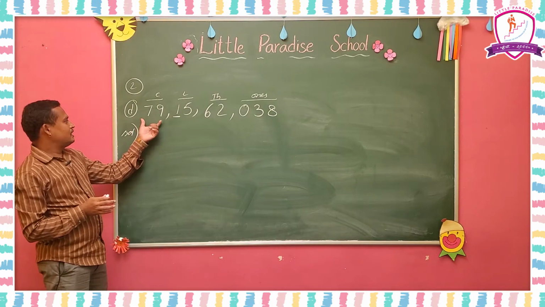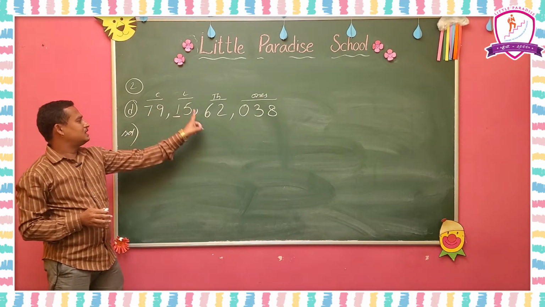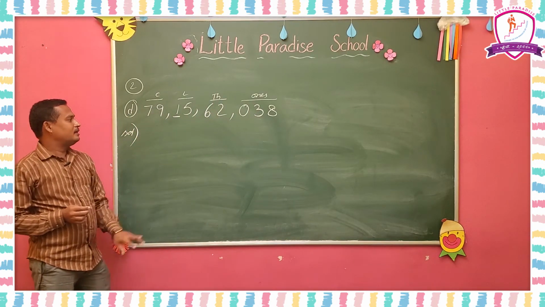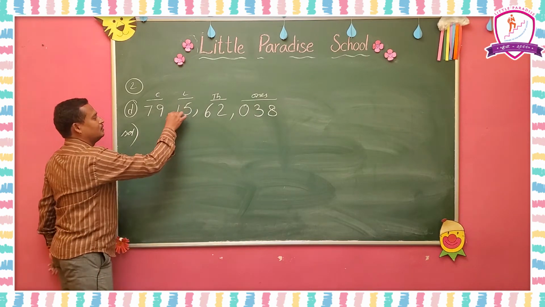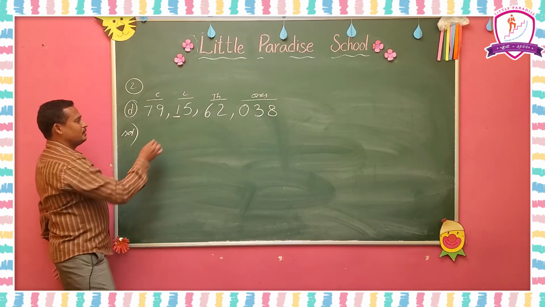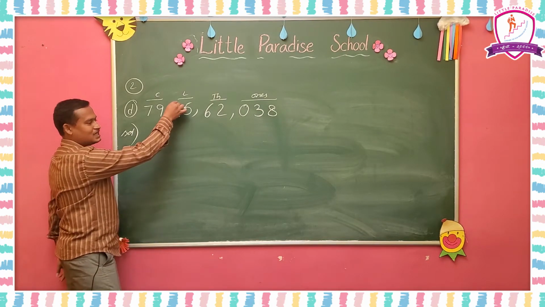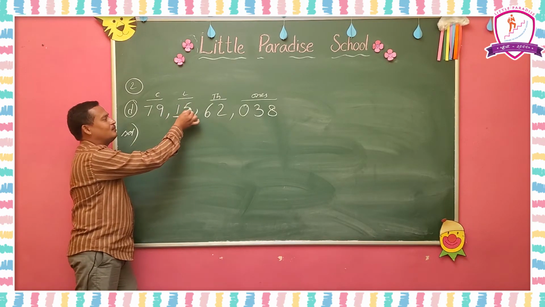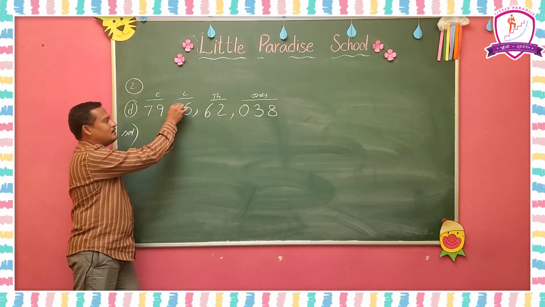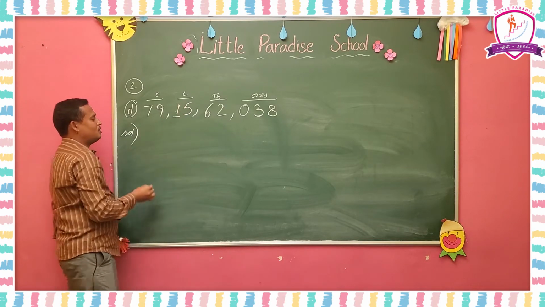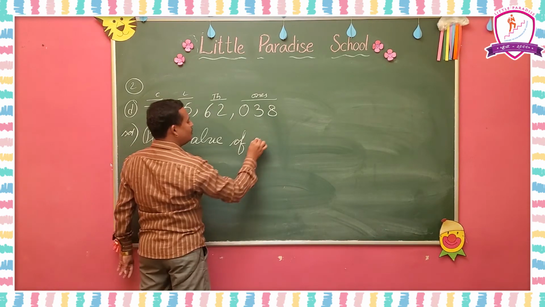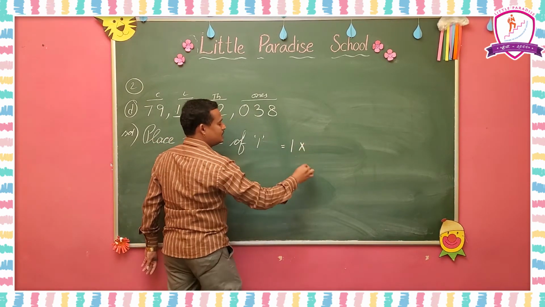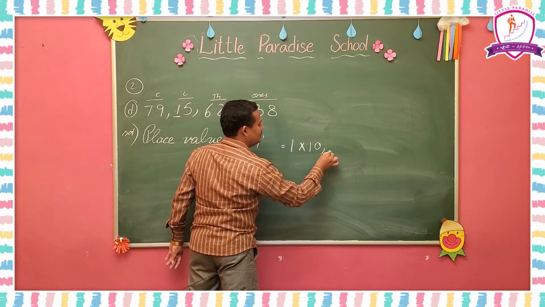Okay. So 79 crores, 15 lakhs, 62,038 is the given number. In that number, one is underlined. So one is in which place? It is in the lakhs period, no? In the lakhs period, what places will be there? 1 lakh and 10 lakhs. Here one is in the 10 lakhs place. So the place value of 1 is equal to 1 in which place? 10 lakhs place, 10 lakhs.